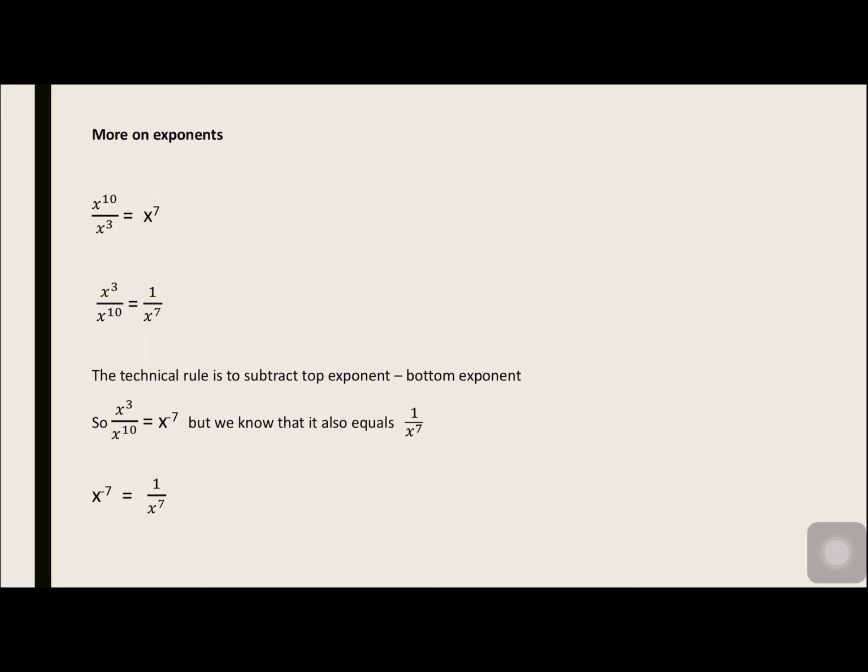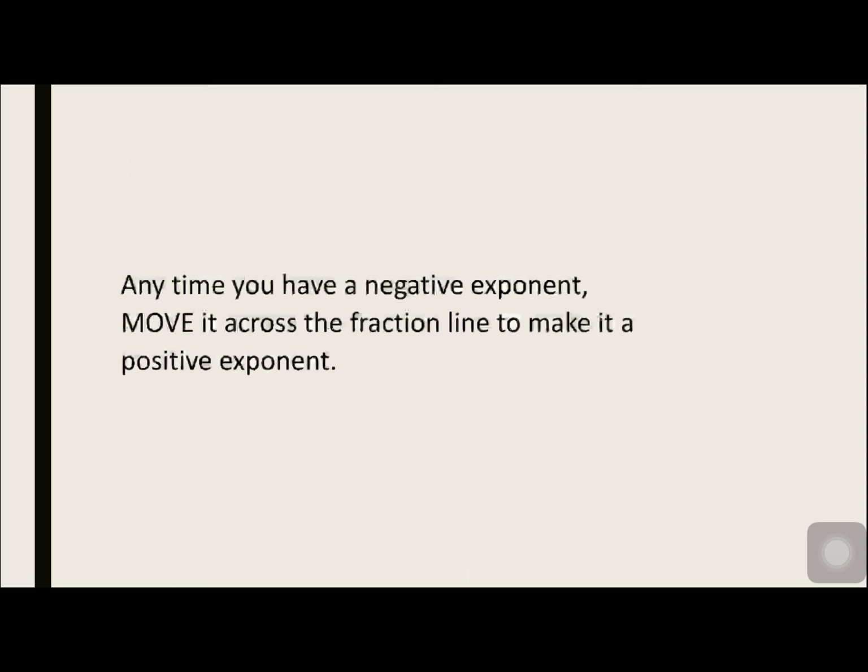Why am I showing you this? I want you to understand that last line there. X to the negative 7 equals 1 over x to the positive 7. We have a rule. Anytime you have a negative exponent, move it across the fraction line to make it a positive exponent. I just wanted you to understand why this is true. So, negative exponent, move it across the fraction line, make it positive.